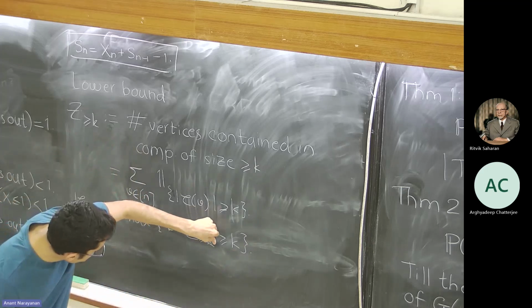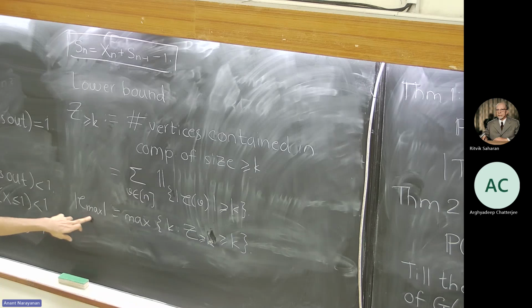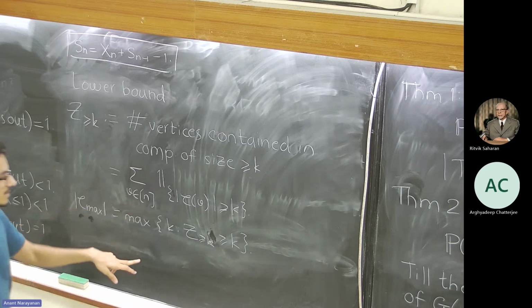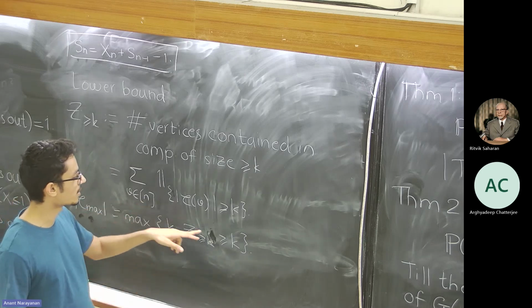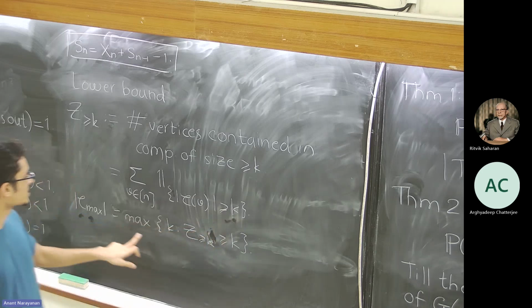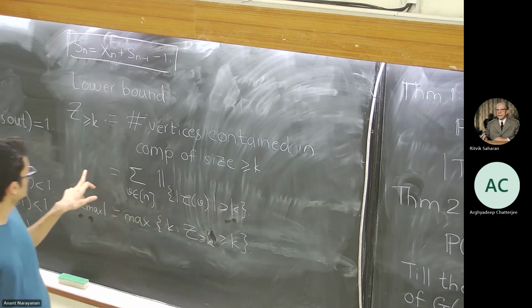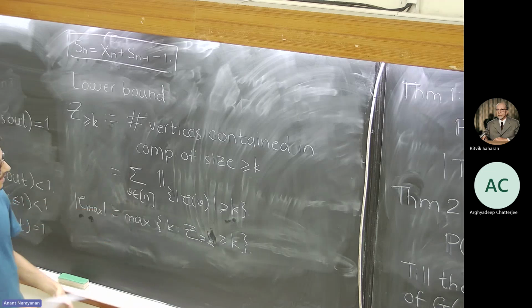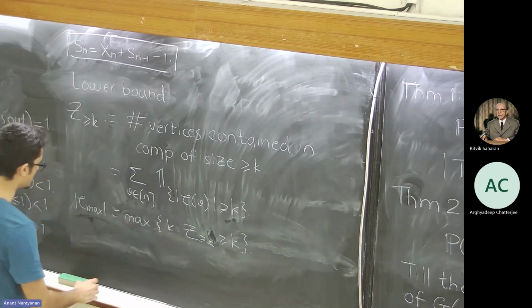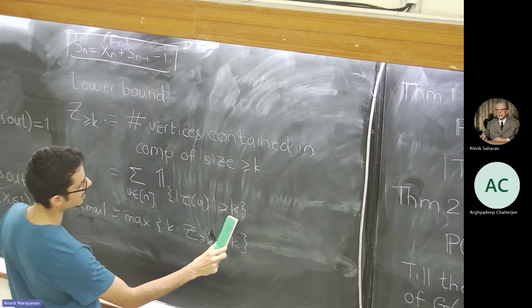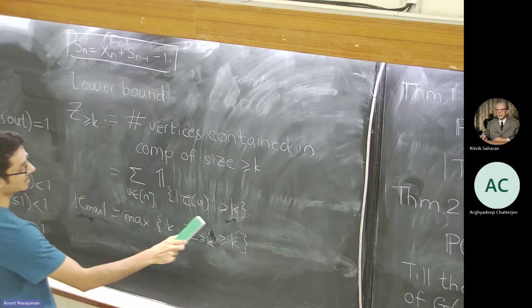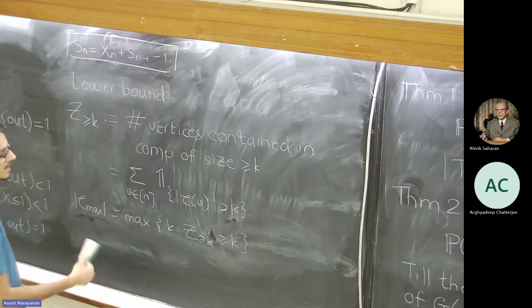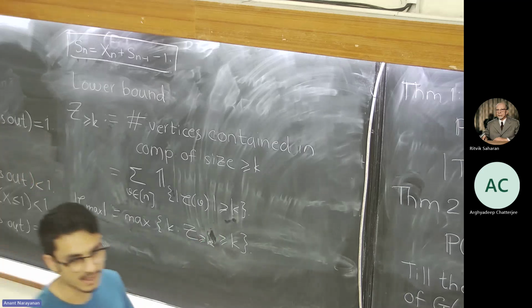So what this means is that if you cross over the size of C max, then none of the vertices will be contained in a component of size greater or equal to k. So this will become 0 in that case. It will stay positive till the time it hits C max, after that it will just go 0, because none of the indicators will be 1. If the size of C(v) is strictly greater than the size of C max, then there is no such vertex.